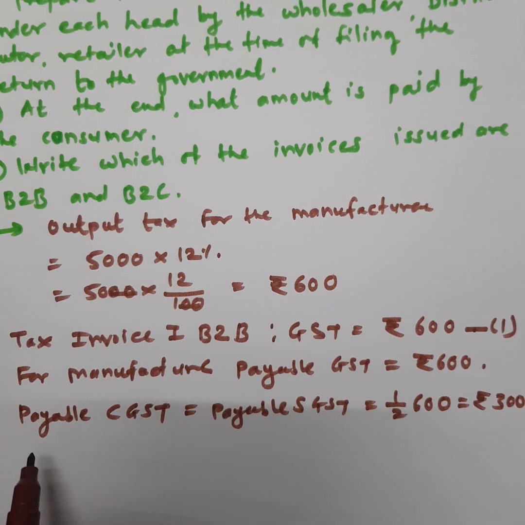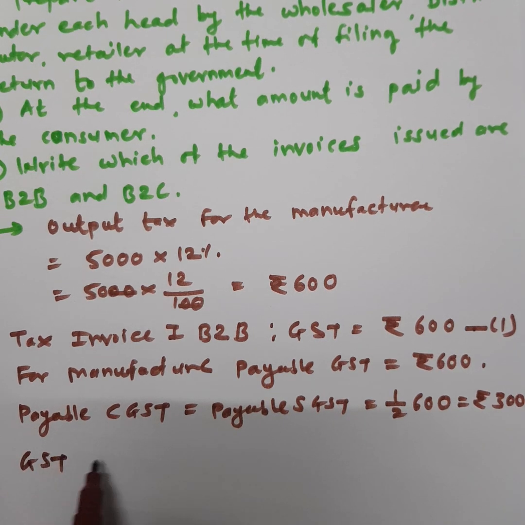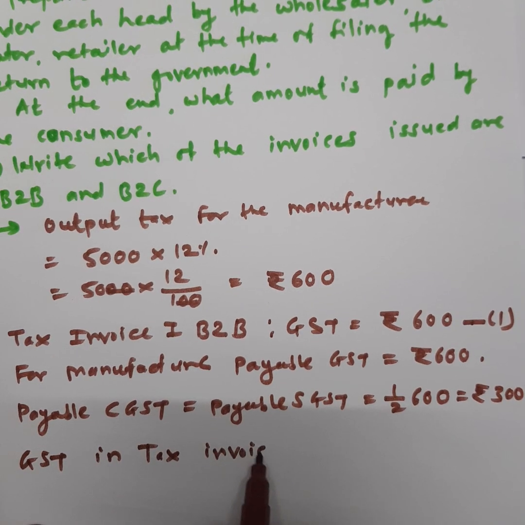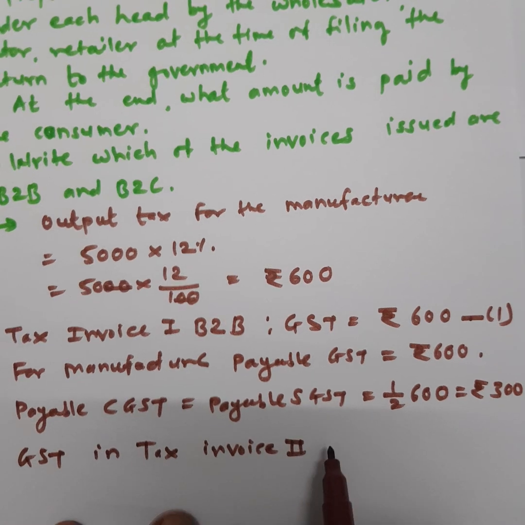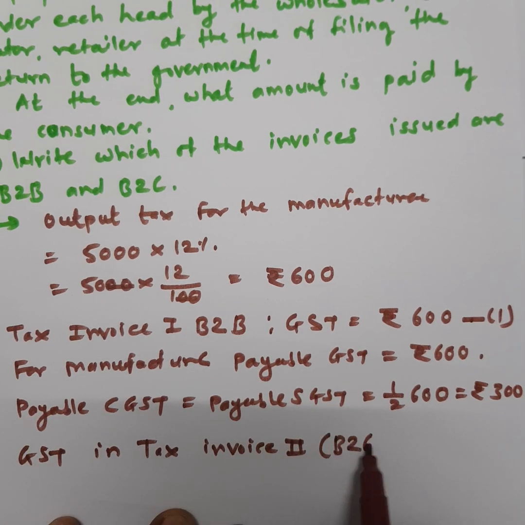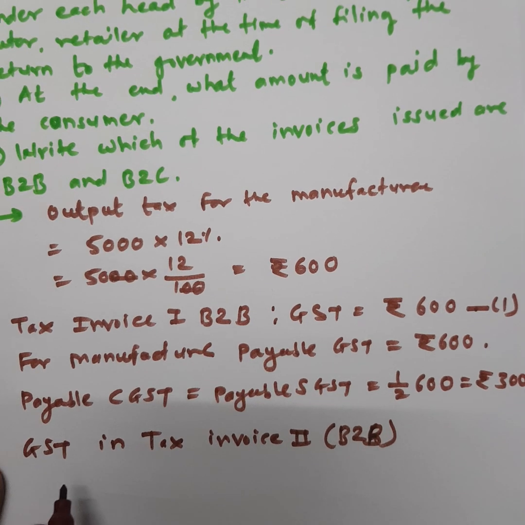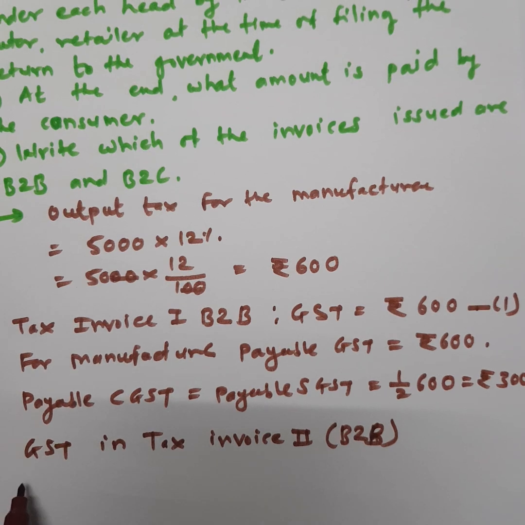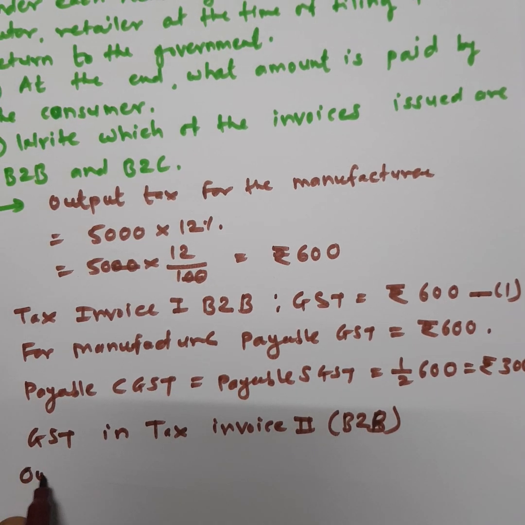Then GST in invoice 2, invoice second, it is also B2B. Distributor sold the same article for taxable value of rupees 6,000 and rate of GST is 12%. Therefore tax collected by the distributor is called output tax.